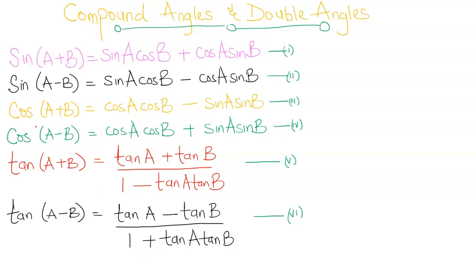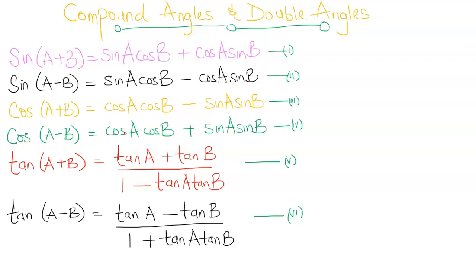But for cos, there is a reversal. For cos (A plus B), we've got a difference between the products. And for cos (A minus B), we've got a sum of the products. You can go through all of this to familiarize yourself with the particulars of each of the formulas. Okay, so these are the 6 compound angles.